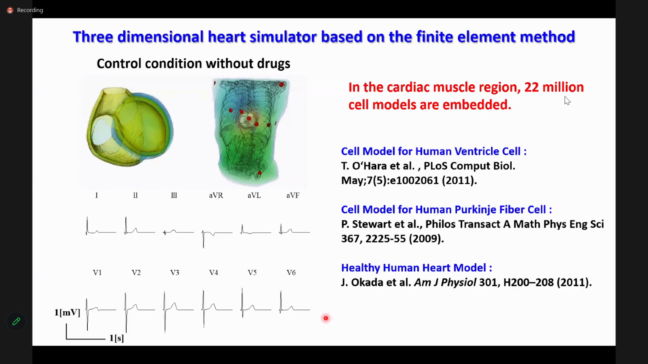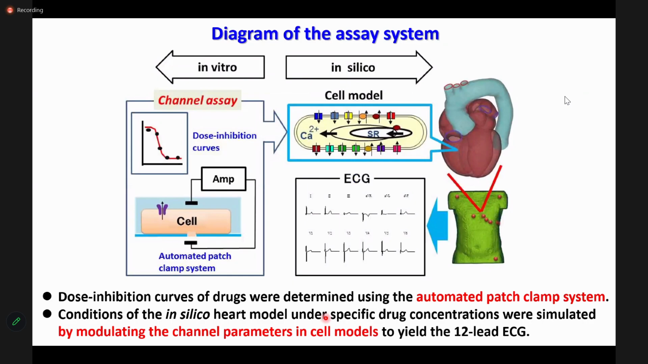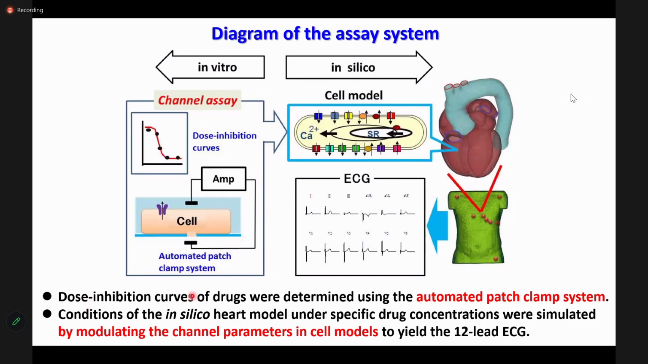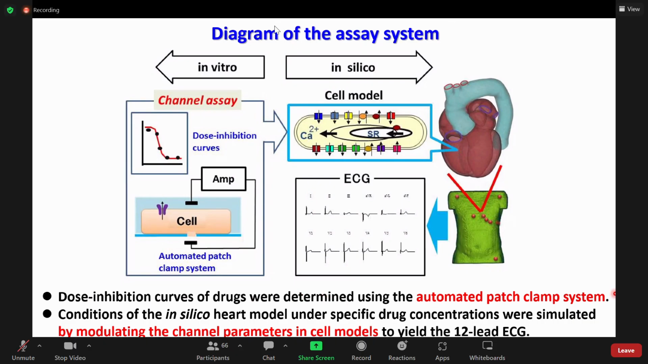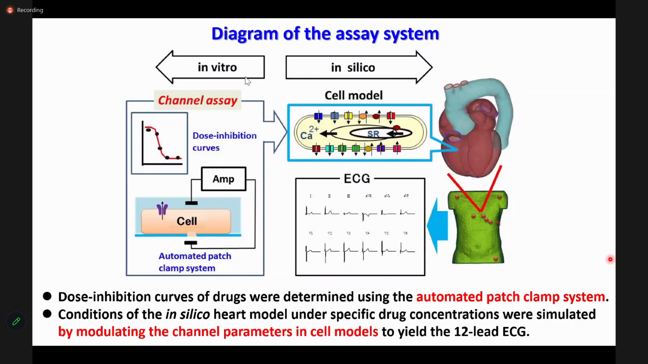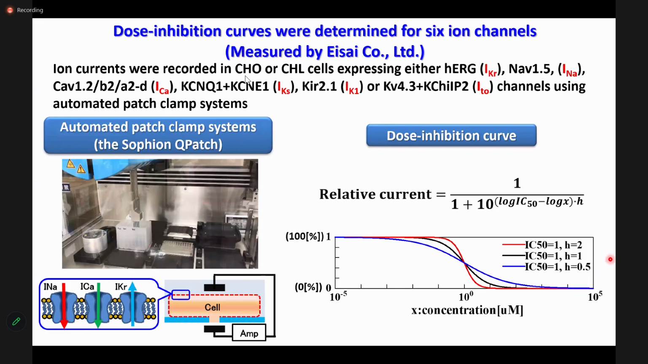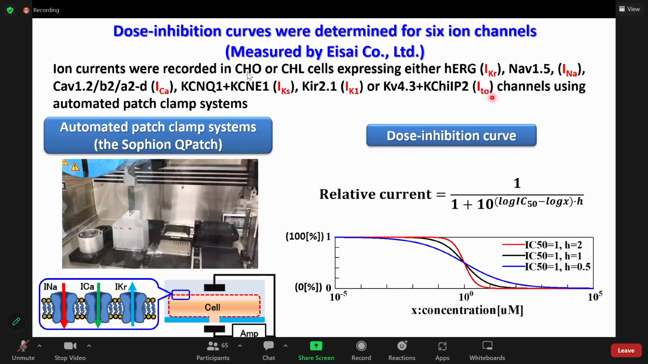This slide shows a diagram of the assay system. This is a hybrid screening system. The dose-inhibition curve of drugs were determined using the automated patch clamp system. Condition of the in silico heart model under specific channel parameters in cell models to yield 12-lead ECG. Dose-inhibition curves of drugs were determined for 6 ion channels, namely IKr, INa, ICa, IKs, IK1, and Ito.